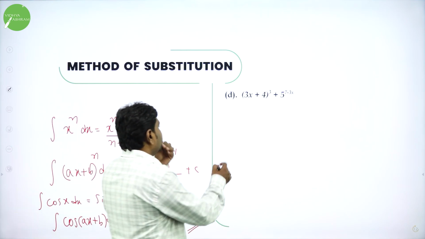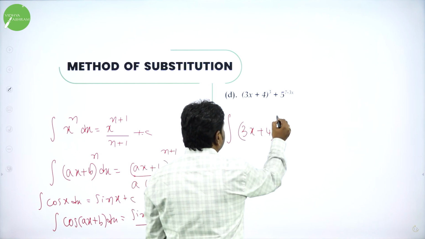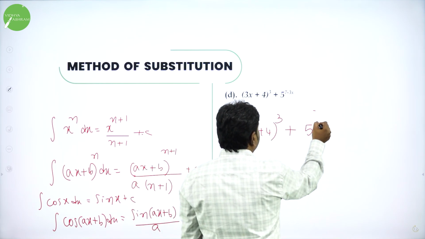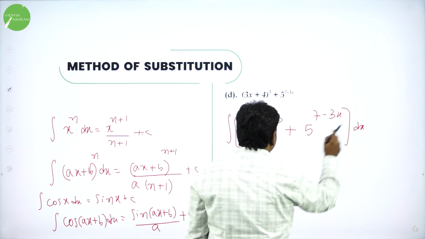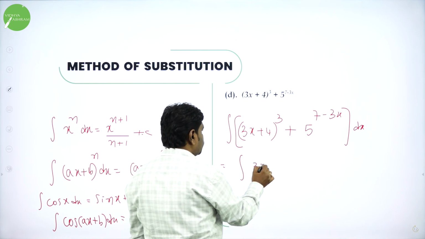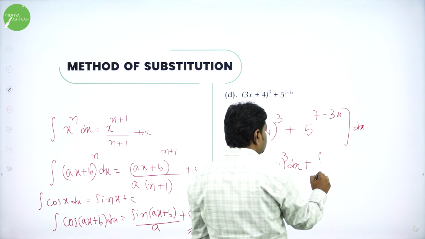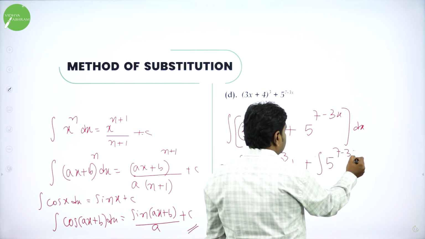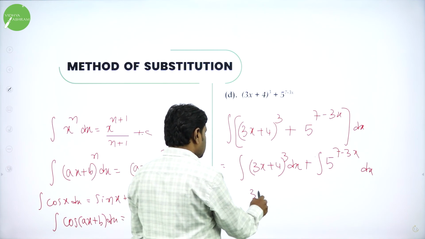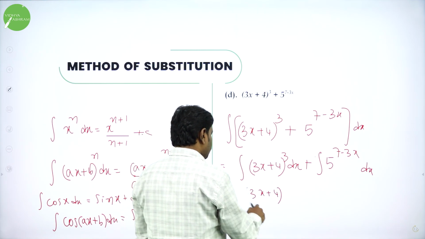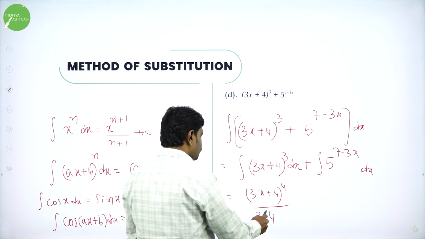So now we will do the same. Integration of (3x plus 4) whole cube plus 5 power (7 minus 3x) dx. Now integrate each. So integration of (3x plus 4) whole cube dx plus integration of 5 power (7 minus 3x) dx. Now what is integration of this? This gives you (3x plus 4) power 3 plus 1 is 4 divided by 3 plus 1 is 4, but the coefficient of x, what is the coefficient of x? 3 comes out.